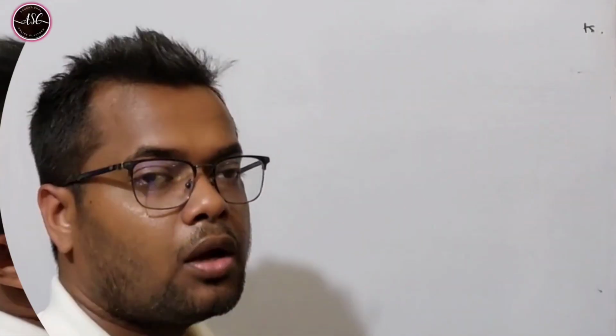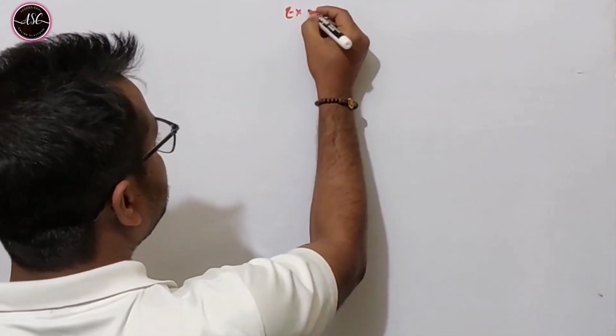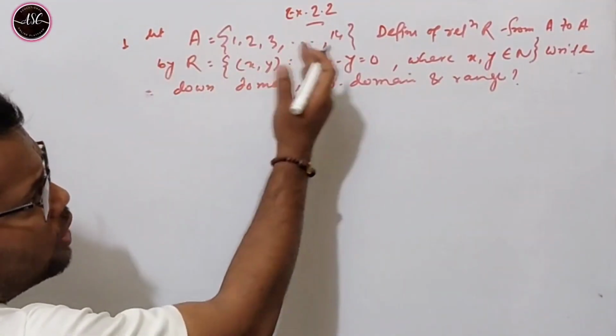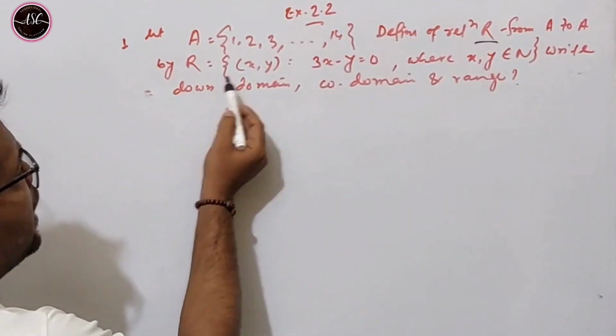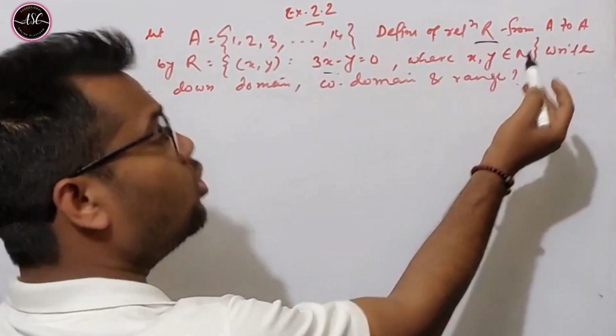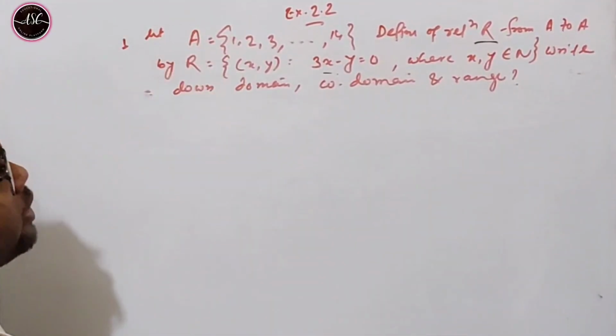Now we are going to do exercise number 2.2 from your NCERT textbook. Look at this question. A equal to {1, 2, 3, up to 14}. Define a relation R from A to A by R equal to {(x, y) such that 3x minus y equal to 0}, where x, y belong to N, because N means natural numbers. Write down the domain, codomain and range.